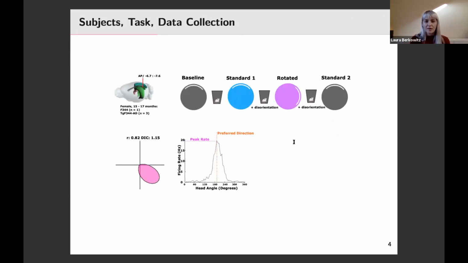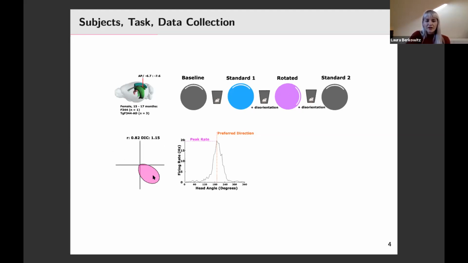To test these hypotheses, we implanted animals aged 15 to 17 months, where pathology is quite moderate in the postsubiculum. Rats underwent a fairly standard head direction cell paradigm. This is an overhead view of the maze area. We have cylinders with one prominent cue card. The animal was placed in a flower pot in between sessions and was disoriented, preceding and following a rotated session to check for cue control.